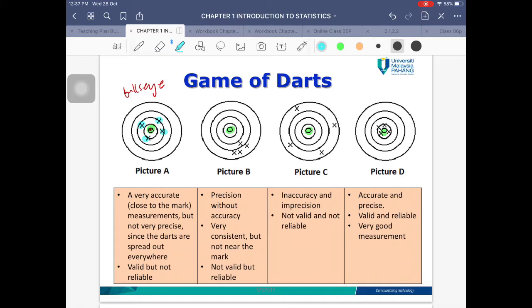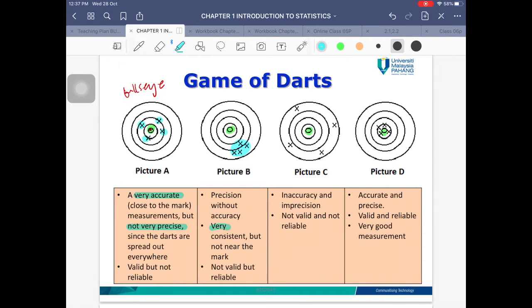I have 4 chances. For picture A, one goes here, here, here, and here. What happened is that I am kind of close to the mark. I almost hit the bullseye, so it's very accurate. I'm very accurate to the true value, but I am not very precise. One goes to the top, one to the bottom, one to the left, one to the right. So that is accurate, but not very precise.